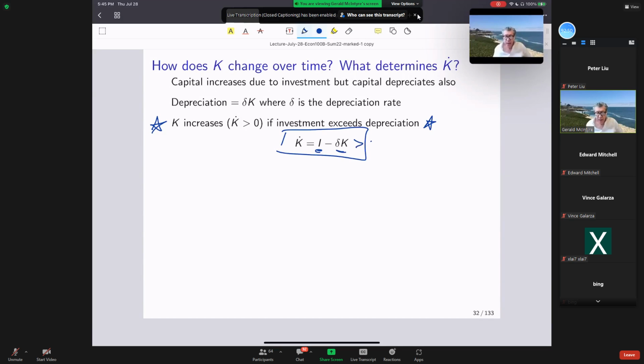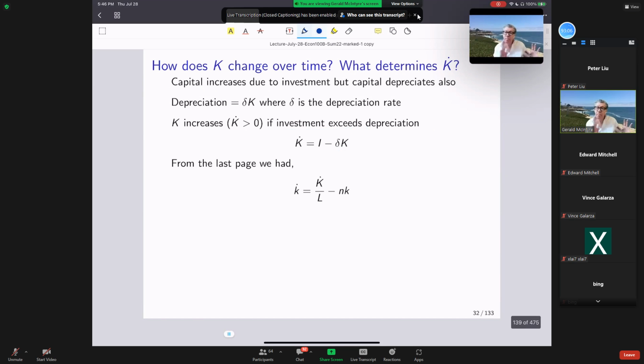If this is positive, investment is greater than total depreciation, right? And then the capital stock can grow. And that gives us an expression for capital K. From the previous page, we had this expression. That was the simplified expression on the bottom of the last page. And all we're going to do is take this and plug it in for this term. Let's do that. The substitution gives us this.